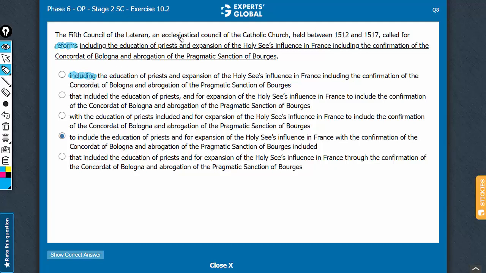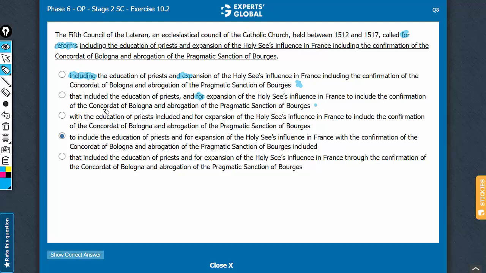And then if you see, the broad construction is called for A and for B is the broad construction. Answer choice A does not have a for in it, so it breaks the broad parallelism. Answer choice A can be eliminated. Reforms that included, this makes sense.